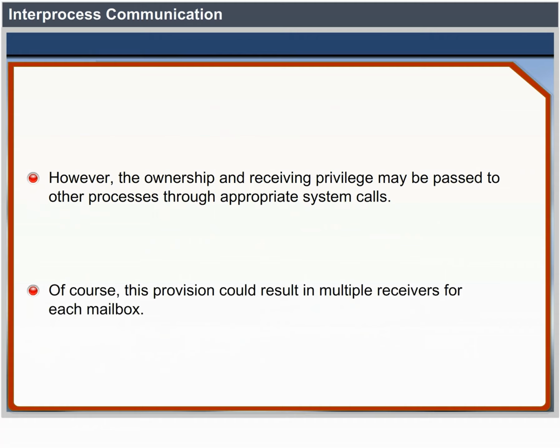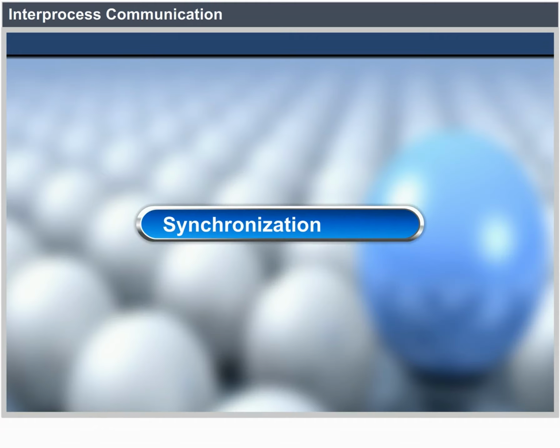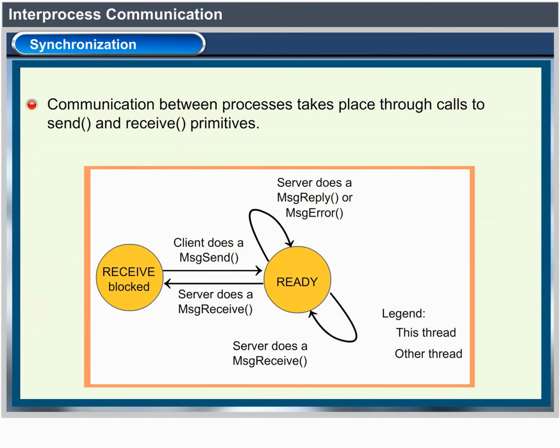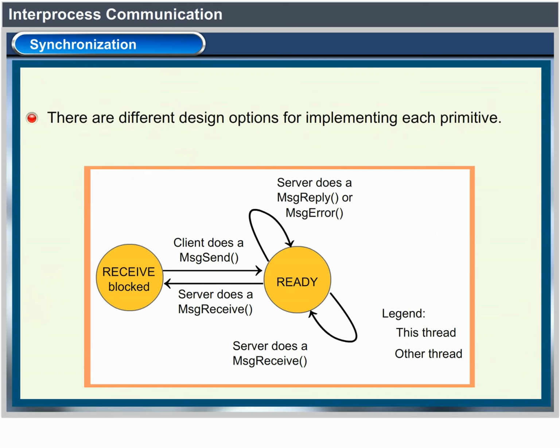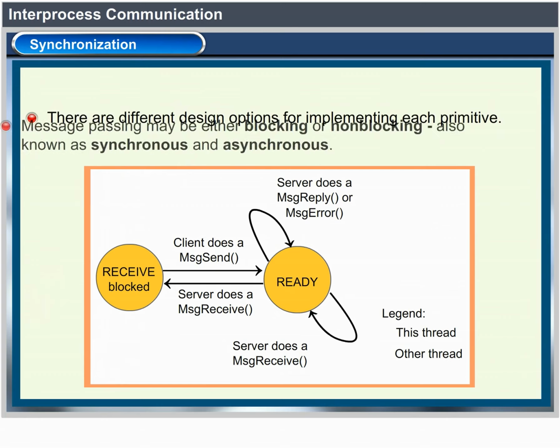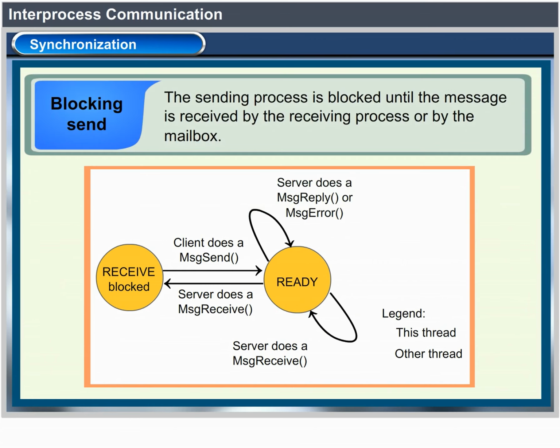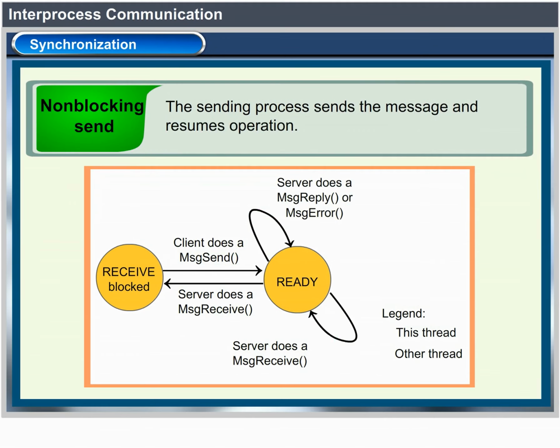Synchronization. Communication between processes takes place through calls to send function and receive function primitives. There are different design options for implementing each primitive. Message passing may be either blocking or non-blocking, also known as synchronous and asynchronous. Blocking send: the sending process is blocked until the message is received by the receiving process or by the mailbox. Non-blocking send: the sending process sends the message and resumes operation.